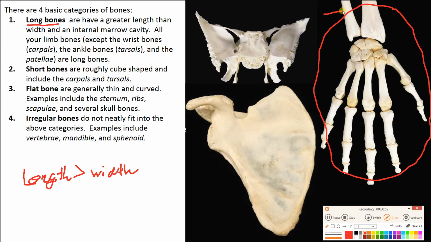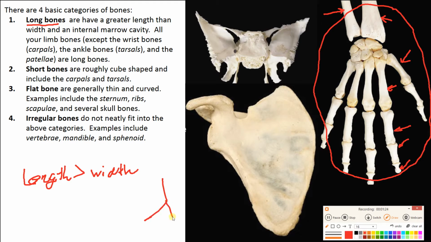This is a forearm bone right there. It's called your ulna. It's a long bone. There's another long bone called the radius. The bones in your hand, which are called the metacarpals, those are long bones. These bones in your fingers, which are called your phalanges, even the little ones at the end, are long bones. You are going to find long bones in your limbs.